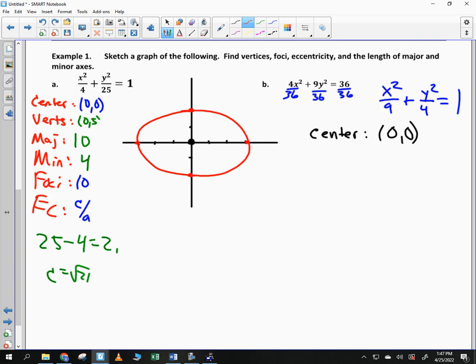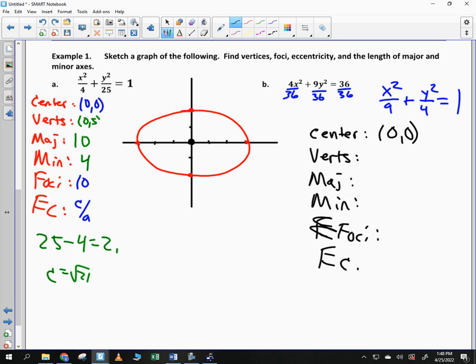So there you can see I've already sketched the ellipse by simply looking at the numbers. Makes it pretty easy, doesn't it? So we have the center. We're going to list the vertices, the length of the major axis, the minor axis, the eccentricity, and the foci.